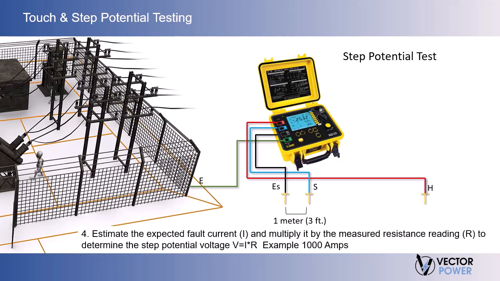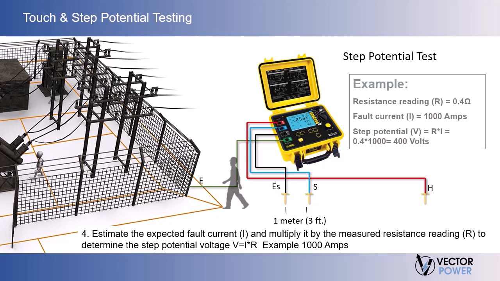Estimate the expected fault current and multiply it by the measured resistance reading to determine the step potential voltage. V equals I times R. So let's use an example of 1000 amps. If our fault current is 1000 amps and our resistance we measured is 0.4 ohms, the step potential would be 400 volts.